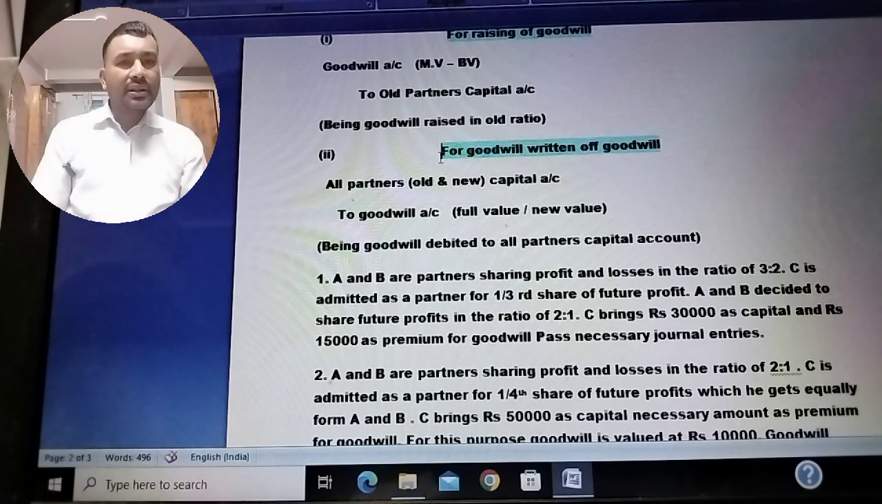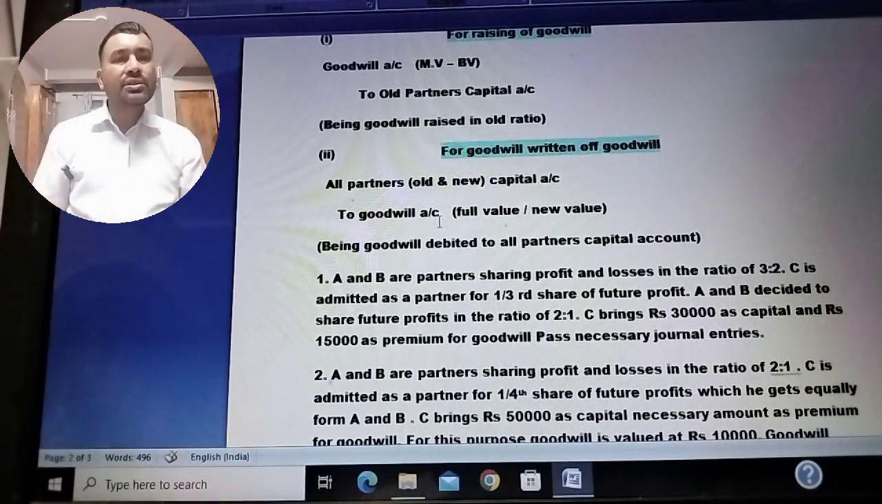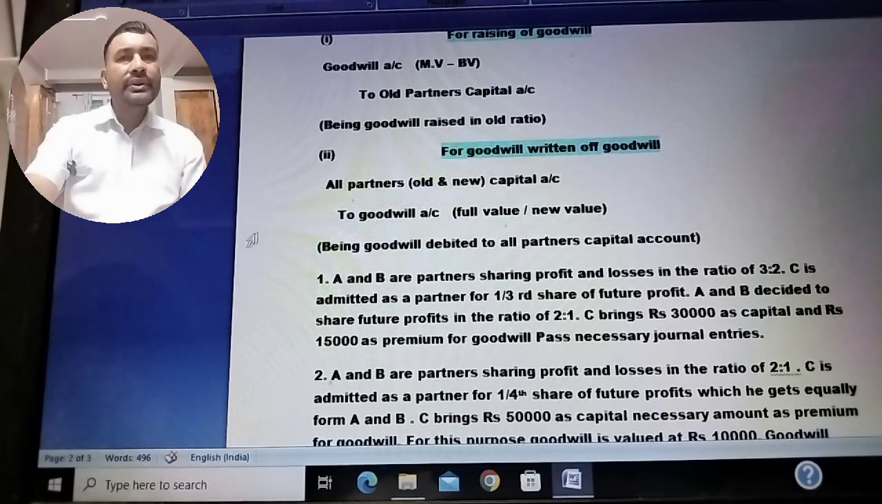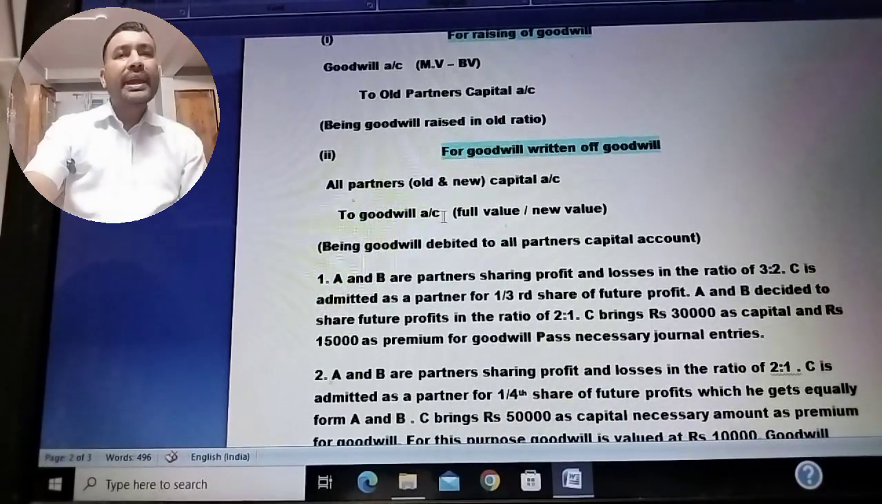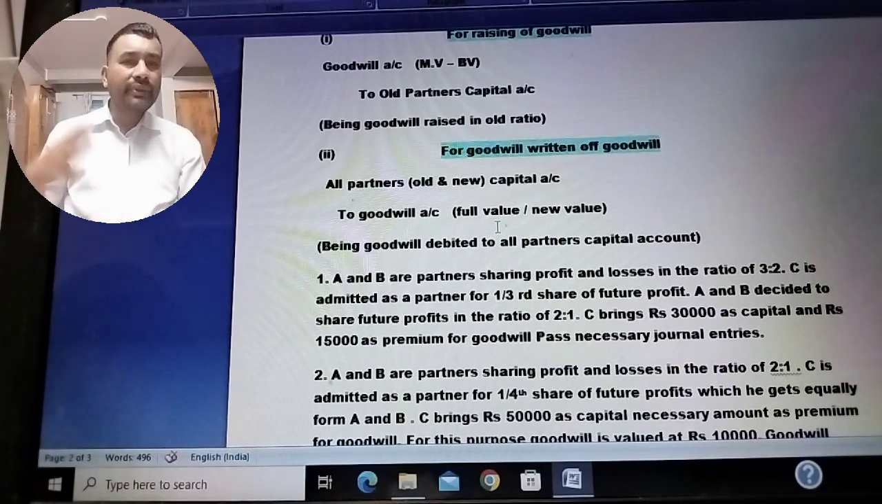Okay, so for writing off goodwill, what entry is required is you have to debit all partners' capital accounts to goodwill, all partners. That is not only X and Y, but you have to debit even Z partner's capital account. If goodwill is raised, then it has to be written off. So while writing off goodwill, you have to debit all partners' capital accounts X, Y, and Z to goodwill, and here you have to write the full value. Full value means the new value.